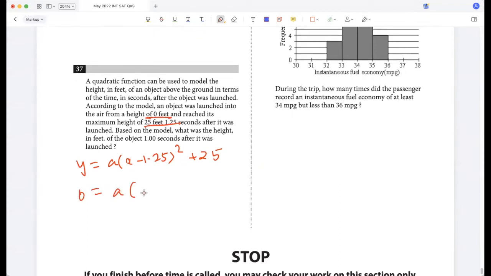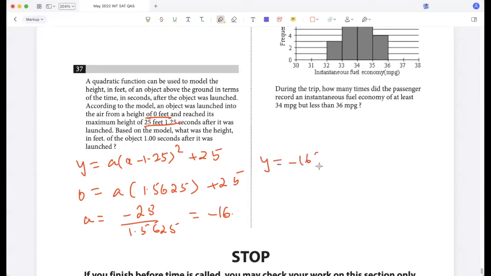So 0 is a times (1.25 squared) plus 25. Let's just plug this in. 1.25 squared is 1.5625, plus 25, right? So a will be -25 by 1.5625, which is 16, right? So a is -16. So y is -16(x minus 1.25) squared plus 25.